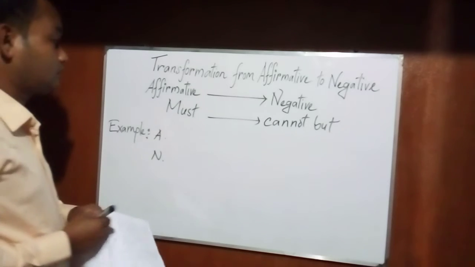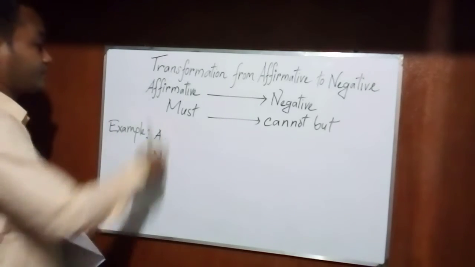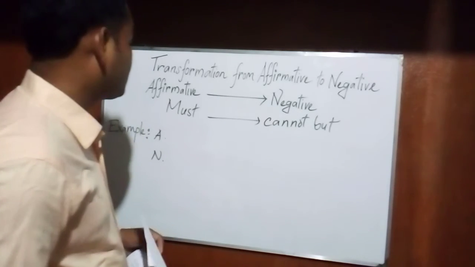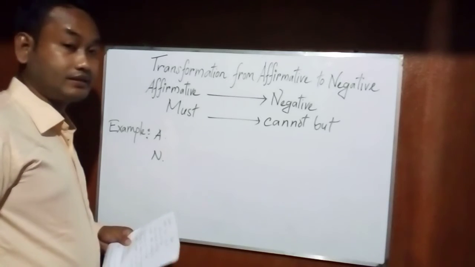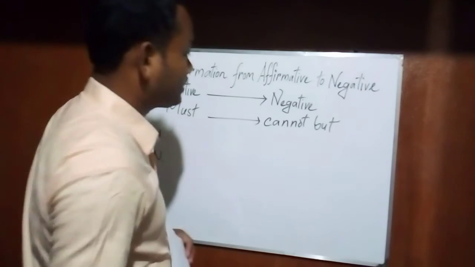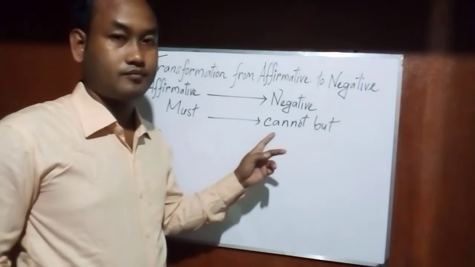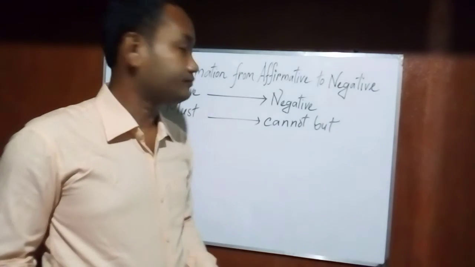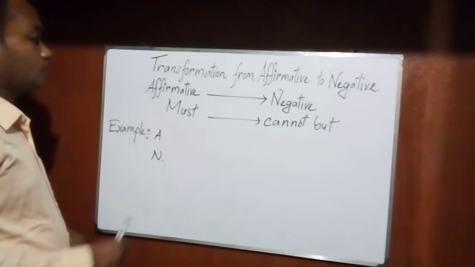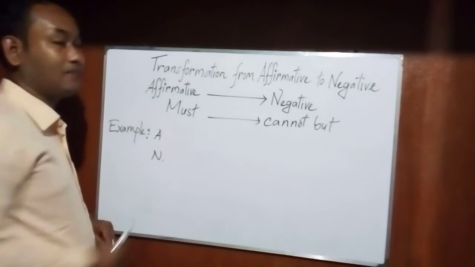Easy. Must is a kind of modal auxiliary verb. If you see must in an affirmative sentence, you have to delete must, and you have to set up cannot but instead of must. Next, you can use V1 after but. Thus you have to change from affirmative to negative. That means totally you have to use cannot but instead of must.